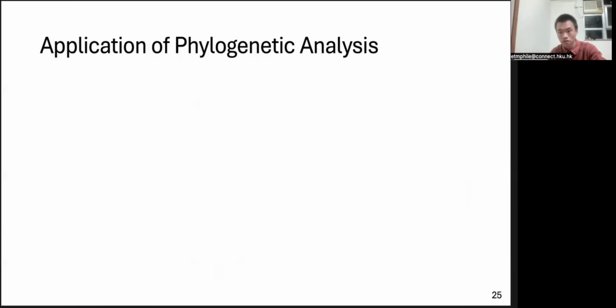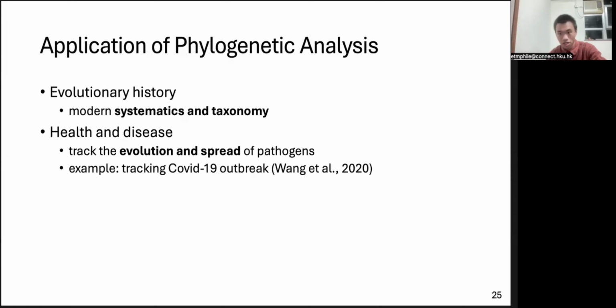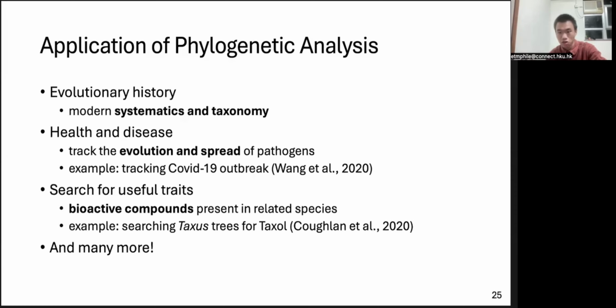So in summary, phylogenetic analysis infers relationships through common ancestry. It reveals evolutionary histories. It can track pathogen spread such as COVID-19 during outbreaks. And it can also help discover new sources of bioactive compounds such as taxol by identifying closely related species that are likely to share useful traits.